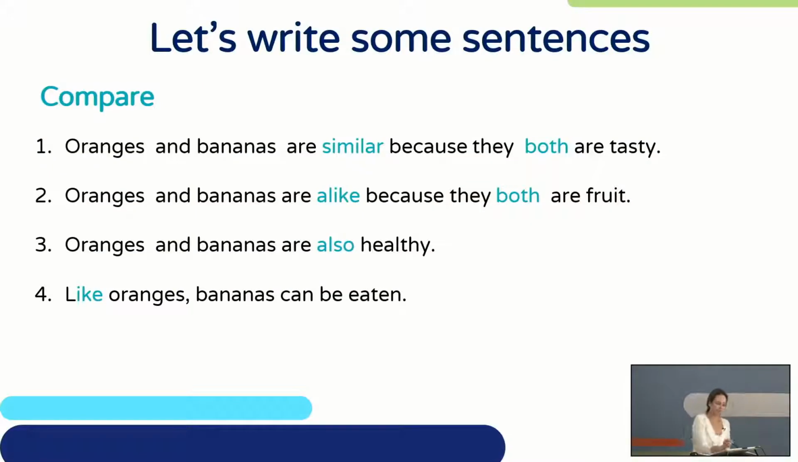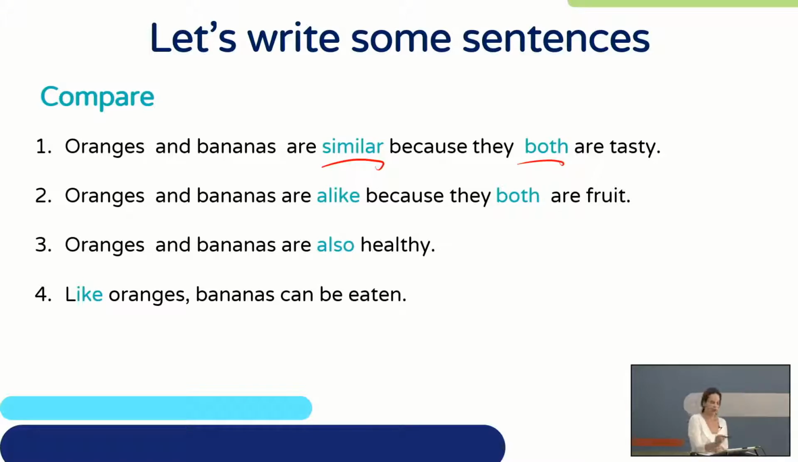Now I also want to point out that I have here words highlighted in blue. For example, number 1, I have the words similar and both. They're highlighted in blue because I want you to remember that when you see these words, you know that you are comparing two things, saying why they're the same.